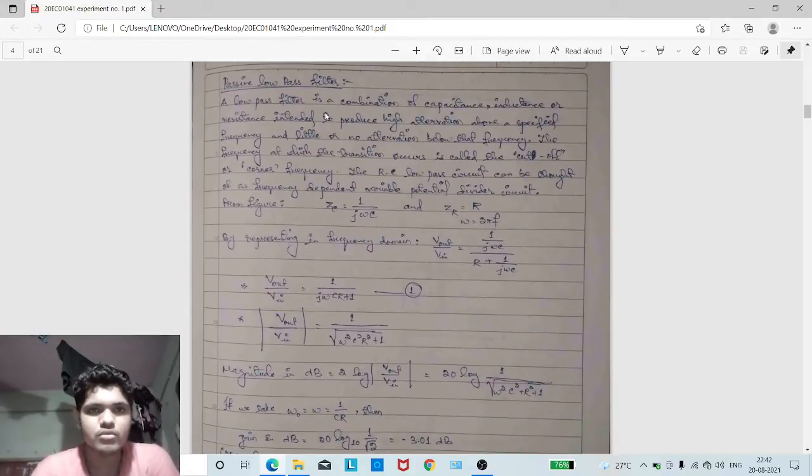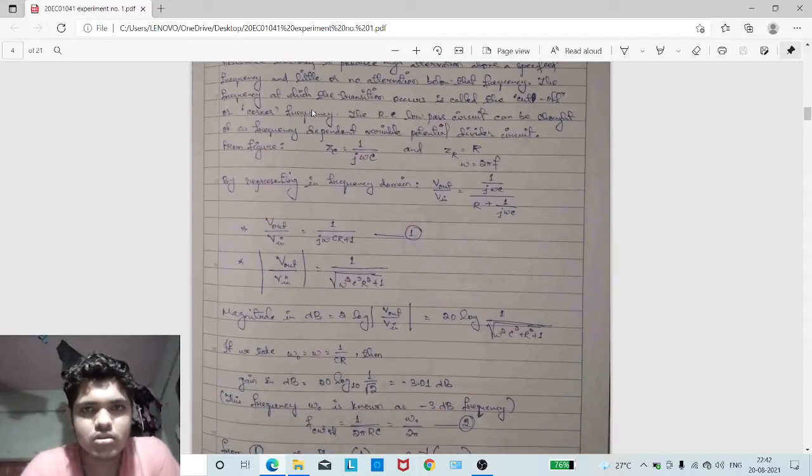So here is some introduction to the low pass filter. The low pass filter is a combination of capacitance, inductance, or resistance intended to produce high attenuation above a specified frequency, or little or no attenuation below that frequency. The frequency where this transition takes place we call the cutoff frequency. And there are some formulas.